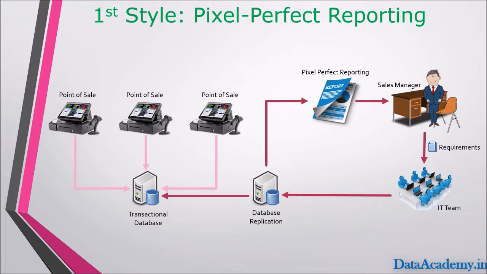One good example of a pixel perfect report is your payslip. If you notice closely, your payslip will often have data from multiple systems. It will have your payroll data from the accounting system. It will have the number of leaves that you have left from the leave management system, and maybe some other information from the employee management system. All of this data is integrated and delivered to you as a single report.